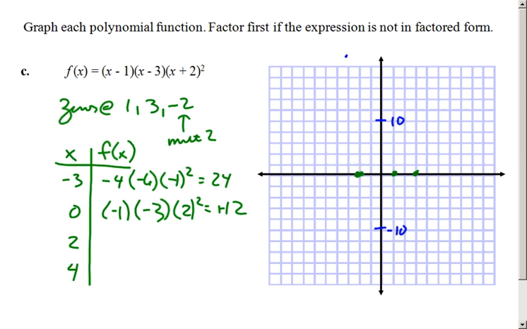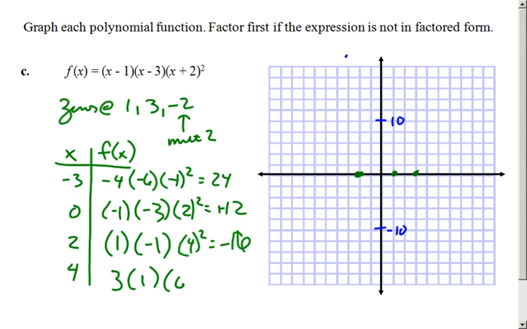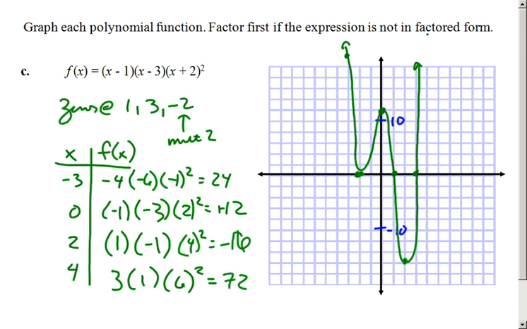Let's see. 2, you get 1, -1, 4 squared, so I get -16. And with 4, 3, 1, 6 squared, so you're going to get a wonderful 72. So in terms of plotting them, up here, you're going to come back up, as we said, bounce off of 0 and come up to 12. Go through 1, come down to negative 16, come back up through at negative 3, or positive 3, and then you're going to go way up high on that. And remember, no sharp corners. Make them nice and curved. We don't want to hurt anybody on this.